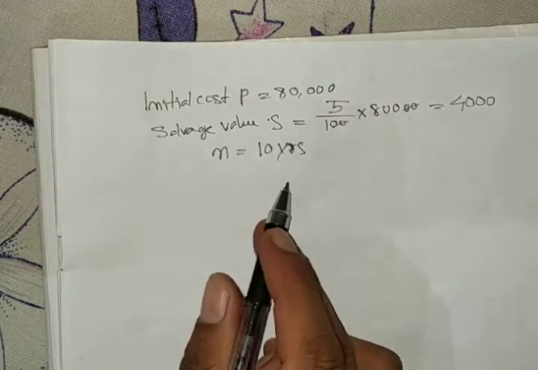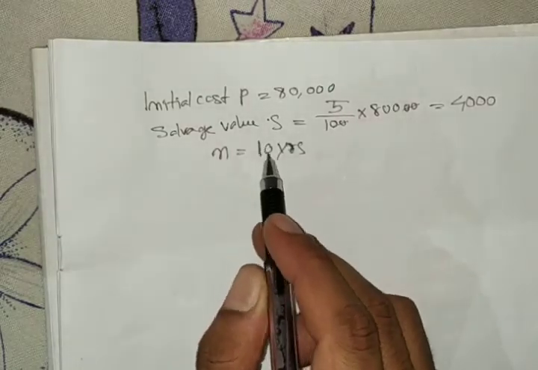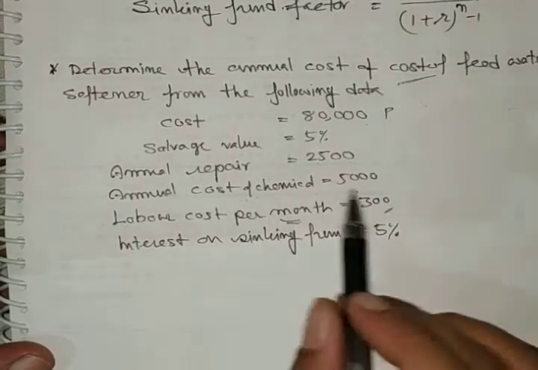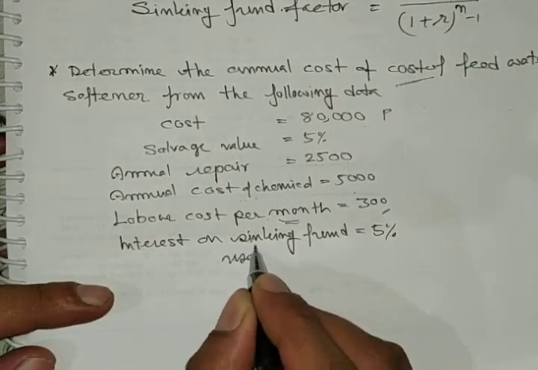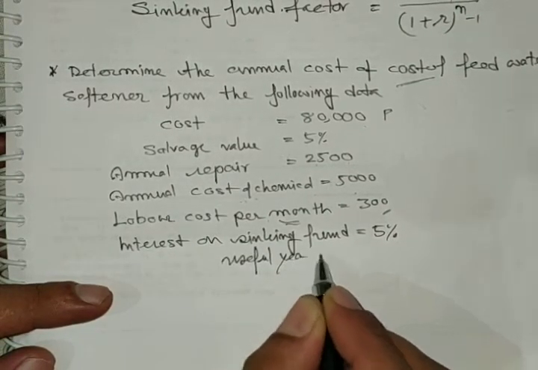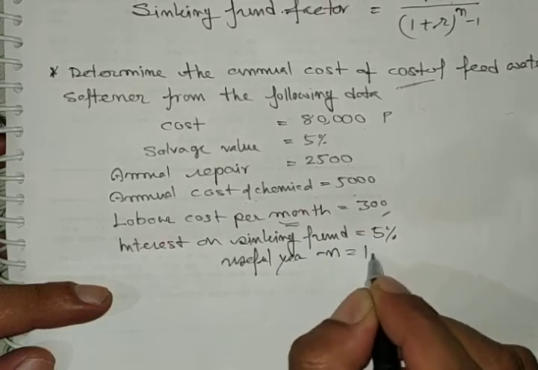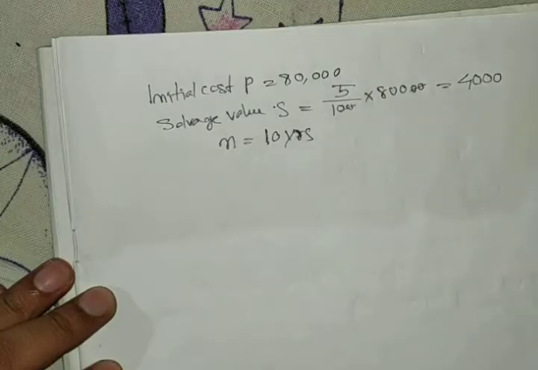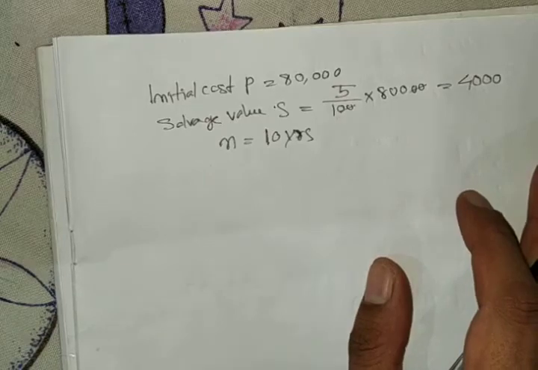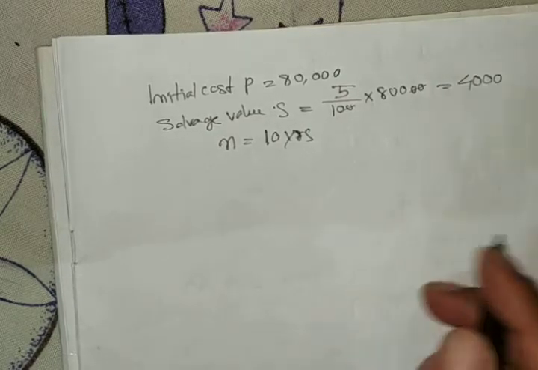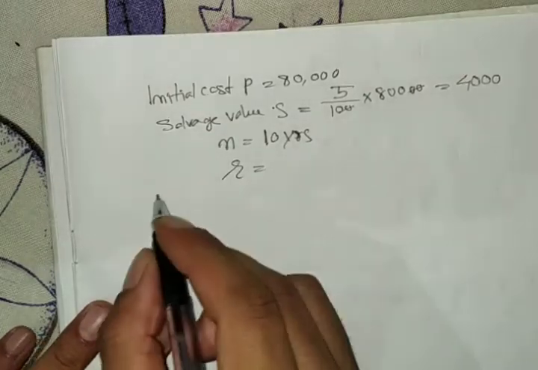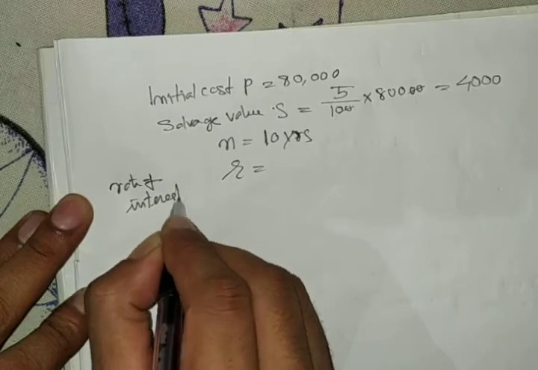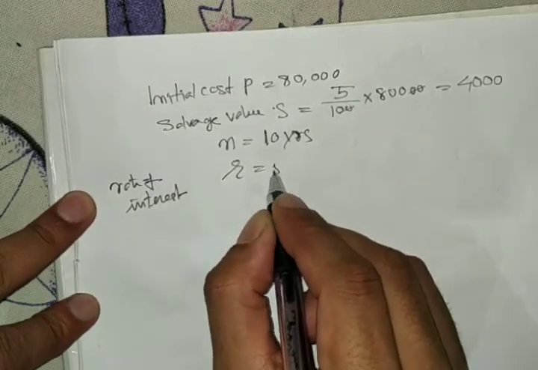So basically in this problem, N, that is the useful life, is 10 years. Okay, N is 10 years. Then R is given, that is the rate of interest, which is equal to 5%.